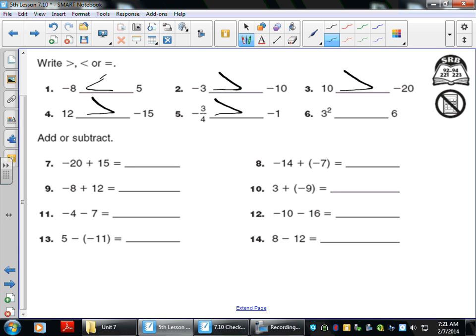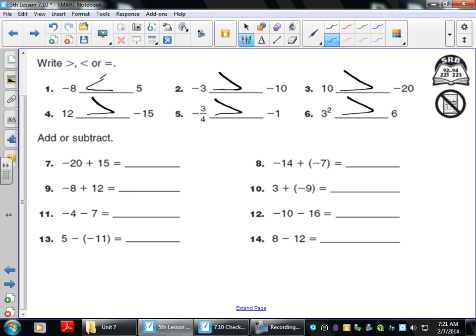And lastly, 3 to the second is 9. 9 is larger than 6. So that's what you have at the top. That should be some nice review for you before getting your mind ready while you move on to this adding and subtracting. At the bottom here we have -20 plus 15.